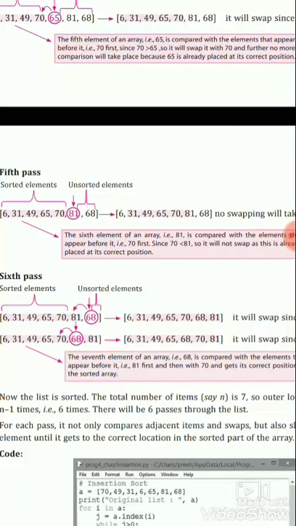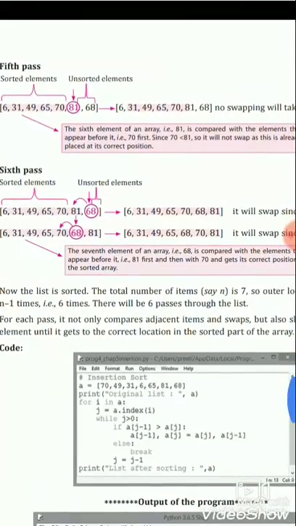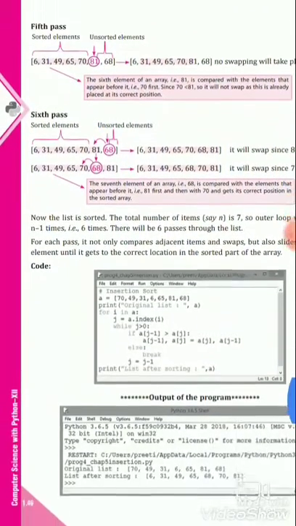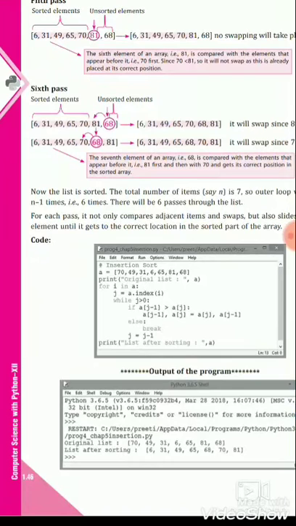So now the list is sorted. The total number of items is 7. So the outer loop will be executed n-1 times, that is 6 times, and there will be 6 passes through the list. For each pass, it not only compares adjacent items and swaps, but also slides up each larger element until it gets to the correct location in the sorted part of the array.